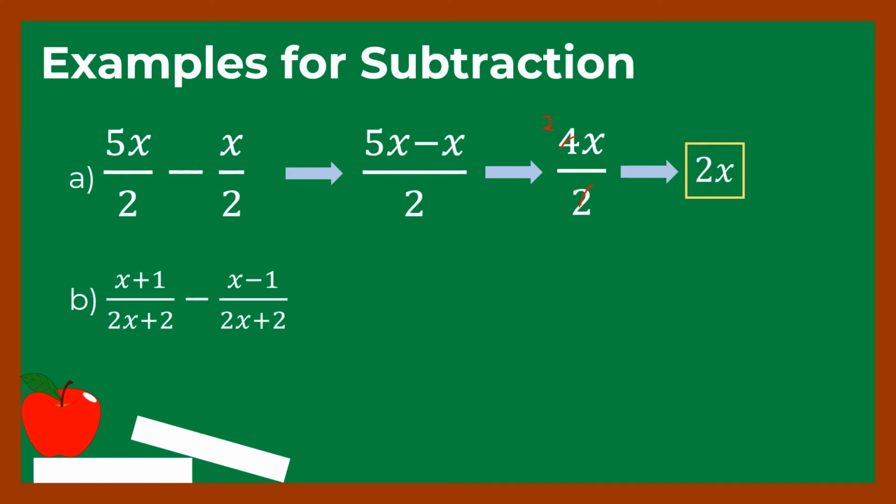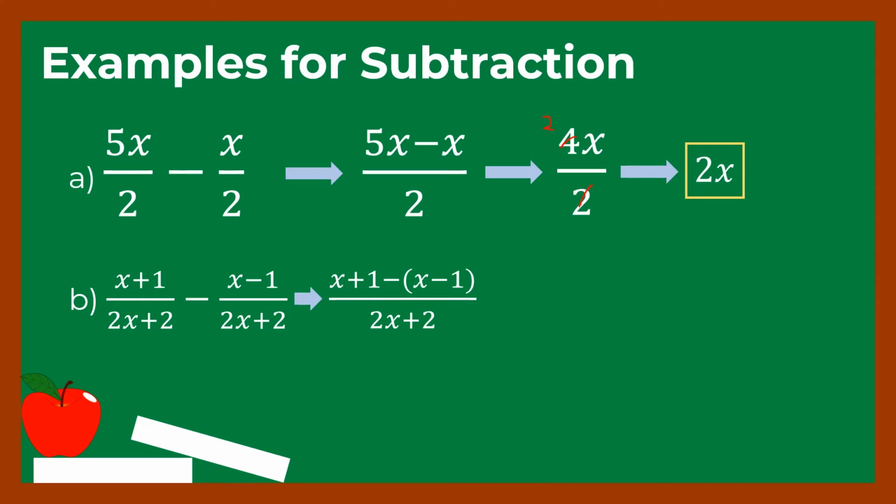Okay, another example. x plus 1 all over 2x plus 2 minus x minus 1 all over 2x plus 2. Again, these two expressions are similar. So, we will just copy the denominator 2x plus 2. And then, we will subtract the numerators x plus 1 and x minus 1. We will get x plus 1 minus the quantity of x minus 1 all over 2x plus 2.